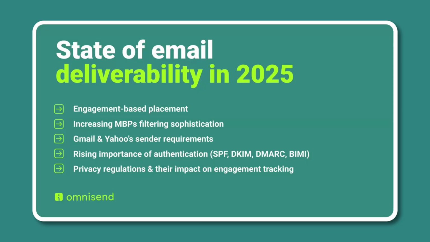So if you are not registered there yet, I advise you to do that. You can go to Google Postmaster Tools, add your sending domain in there, and monitor how your domain is performing, if you have any spikes in the spam rate, if you have any authentication errors, etc. We also provide in-app integration with Google Postmaster Tools, so you can monitor everything in your Omnisend reporting page to avoid going to two different places.